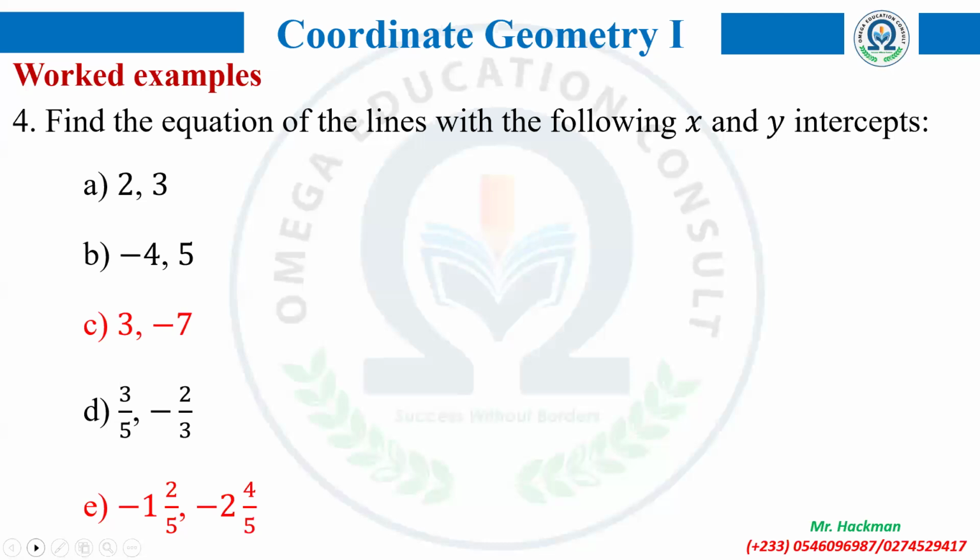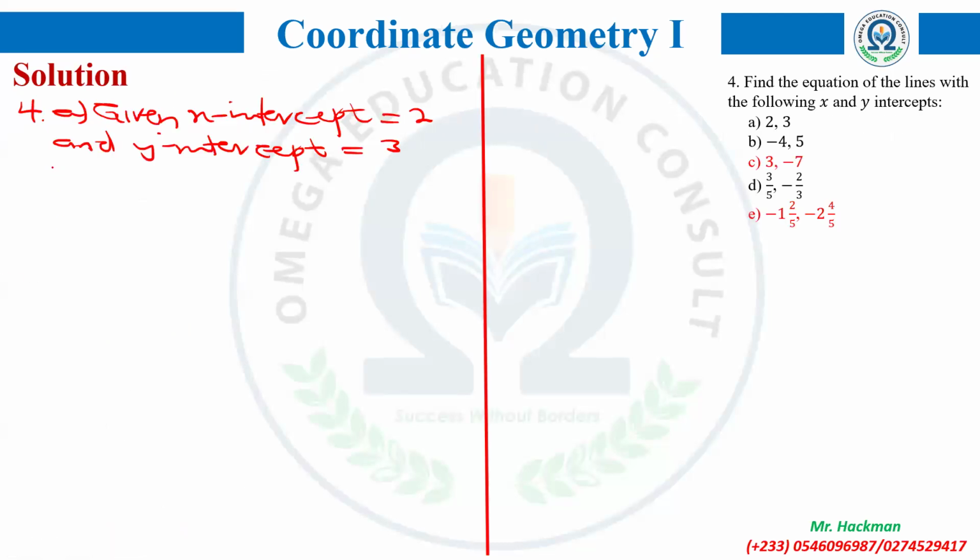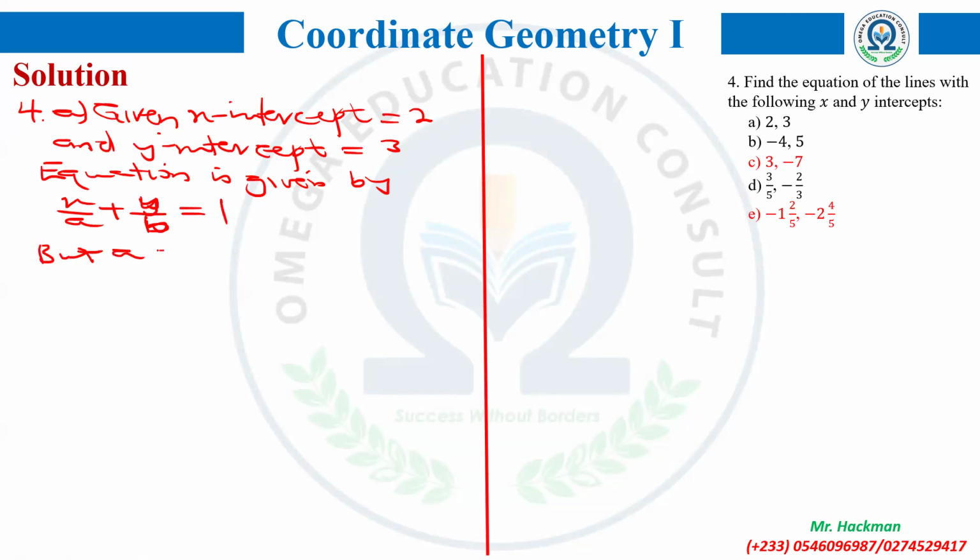So I will write: the equation is given by. We know the form to settle on is given by, remember, x over a plus y over b is equal to 1. But you know that a is equal to your x-intercept, which is 2, and b is equal to your y-intercept, which is 3. Is that clear?